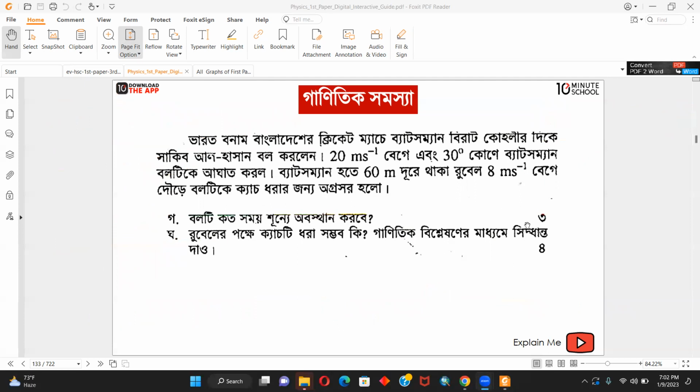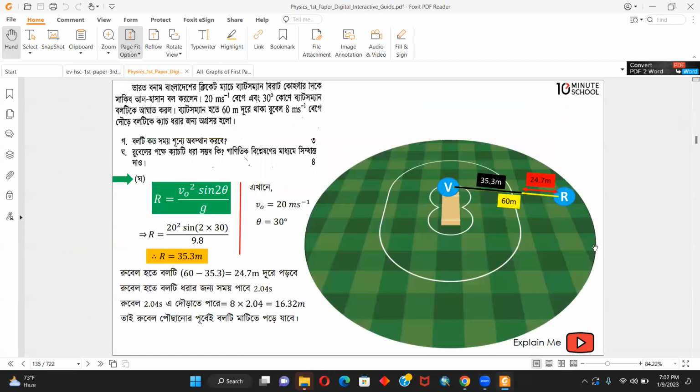So the question here is very simple. Say this is the stump. This is a batsman, Virat Kohli, I don't know if you know his name. Now Virat Kohli has taken a shot, and the shot's velocity is 20 meters per second, and the angle with the horizontal plane is 30 degrees. It's given.